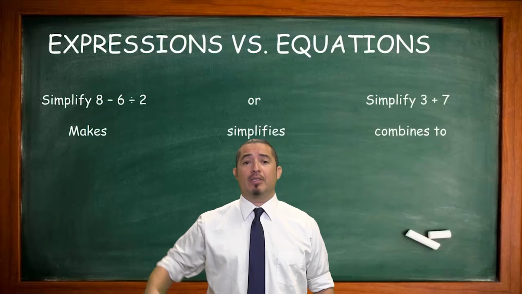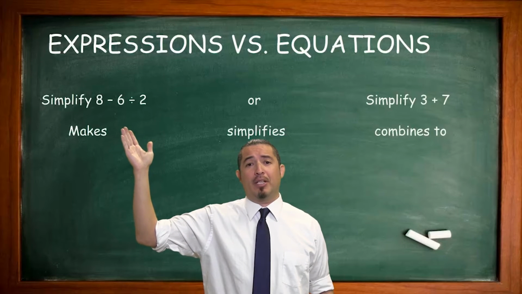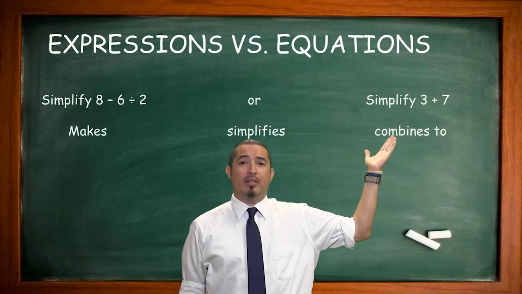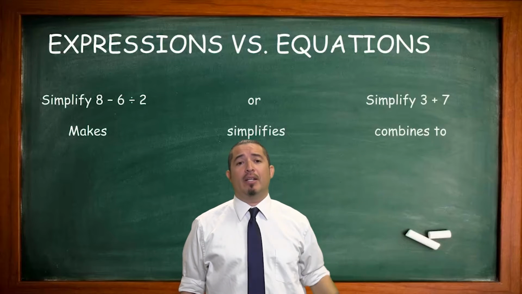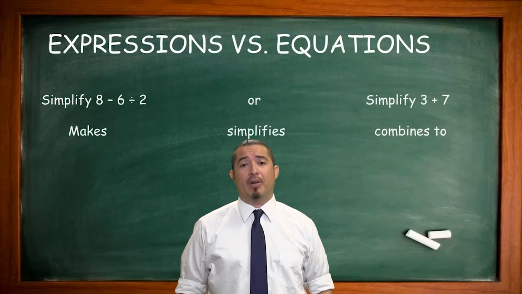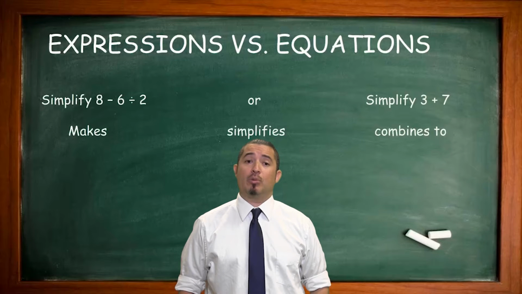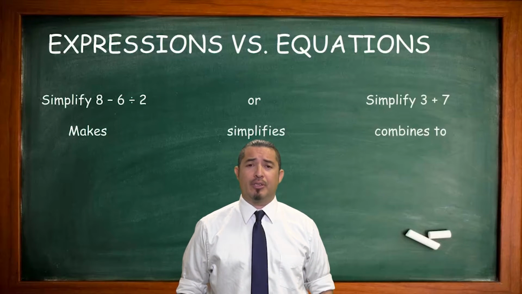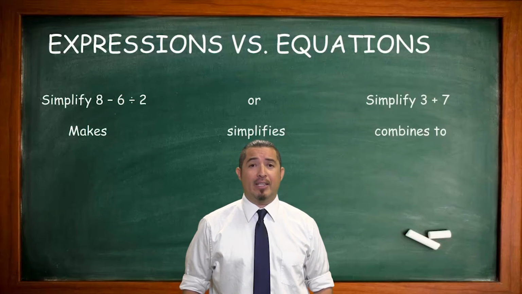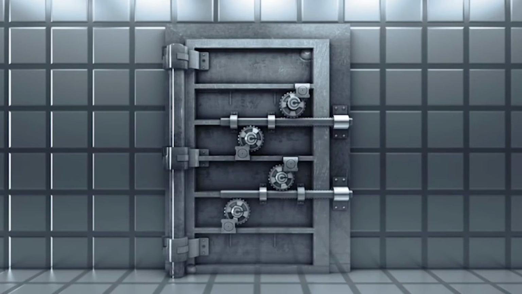Here are 2 examples. Simplify 8 minus 6 divided by 2 and simplify 3 added to 7. To say 8 minus 6 divided by 2 equals 5 or 3 added to 7 equals 10 are true statements, but it begins the misconception process for students not understanding the difference between expressions and equations and thinking equal means answer. Instead, use words like makes, simplifies, or combines to. Why, Mr. Omar? Let's go to the bank to find out why.